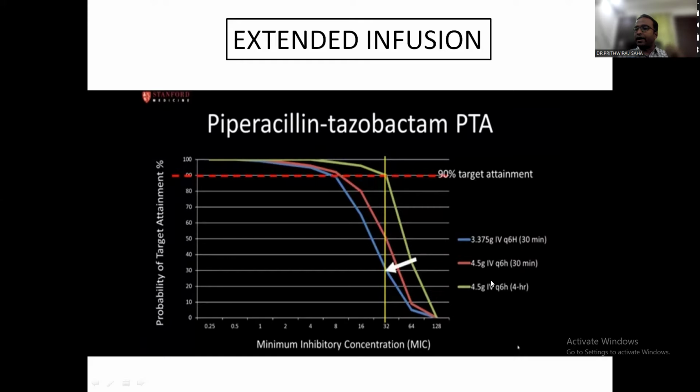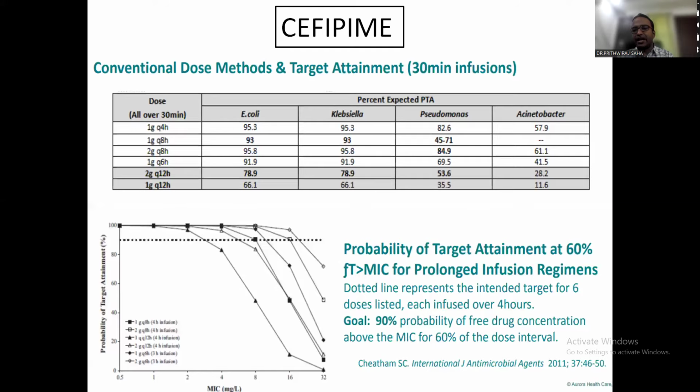But you become a qualified intensivist from an unqualified one, and you just change the infusion to over 4 hours. You have a coverage up to an MIC of 32. So the more the coverage, the more the bug will be cleared, and there will be less chance of therapeutic failure, right? So this is the reason why we go for extended infusion.